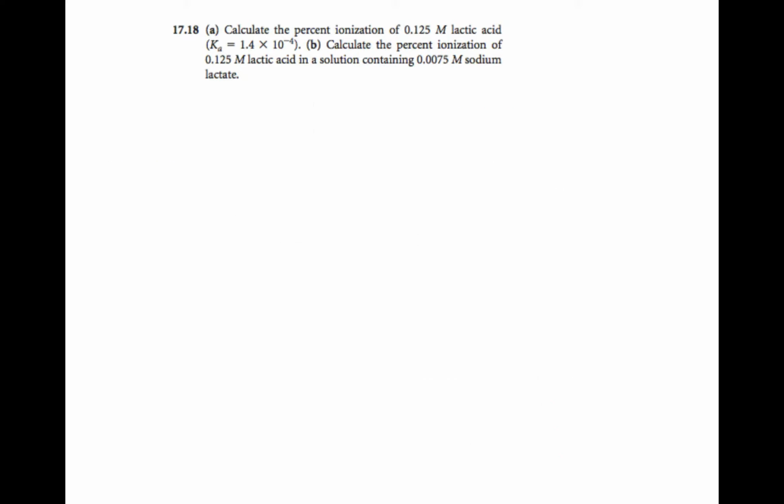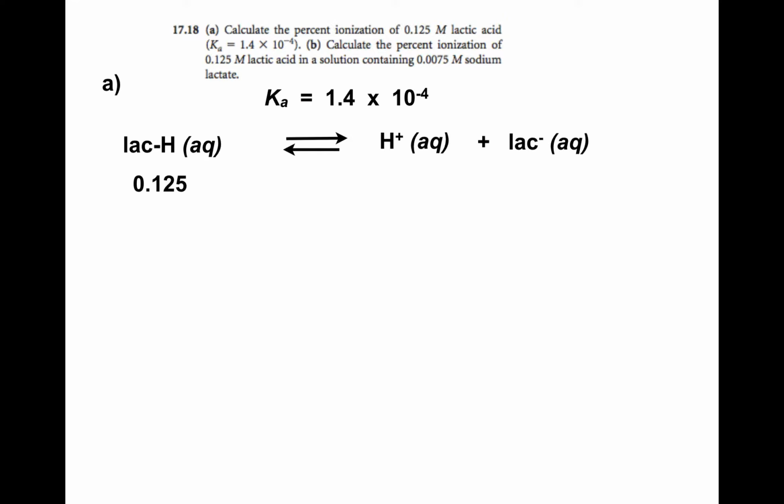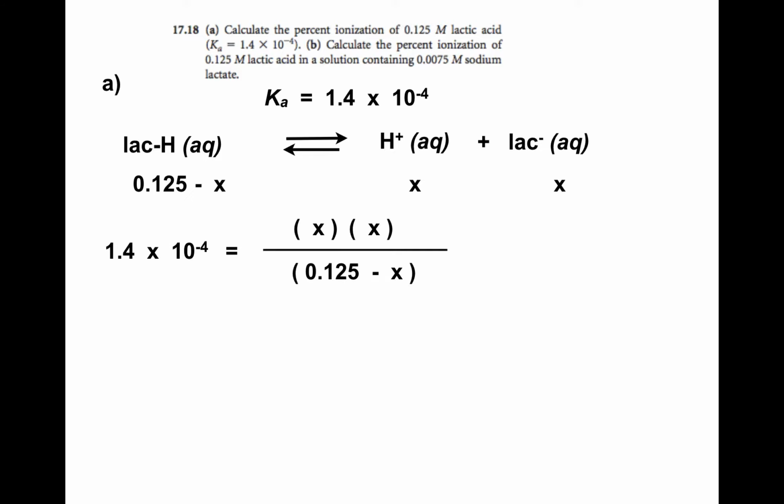Calculate the percent ionization of a 0.125 molar lactic acid solution. Okay, so this is a straight Ka problem. For every X amount of lactic acid lost, you're making X amount of H plus ion, X amount of the conjugate base. Plug into the law of mass action and solve for X. All right. Percent ionization typically is taking the conjugate base concentration and dividing it by the original concentration of the acid, right?